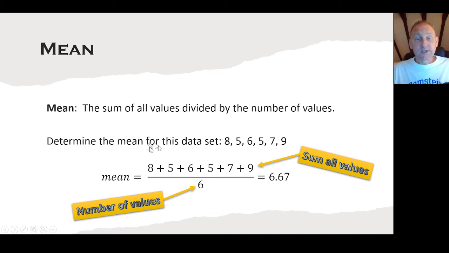Well, to do this, we sum up all the values, the 8, the 5, the 6, the 5, the 7, the 9. We sum up all of these, and then we take that answer and we divide it by 6. That would be 40 divided by 6. And when you put this in your calculator, you're going to get 6.6, and it's going to repeat infinitely. So at some point, you have to round off, because the 6s just keep going.